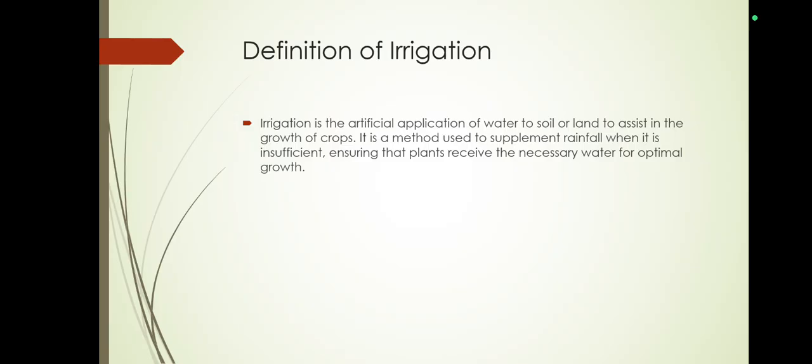Sometimes there may be heavy rainfall, creating serious floods and damaging the crops, and sometimes there may not be any rain at all. So the art and science by which water is supplied artificially is generally termed as irrigation.